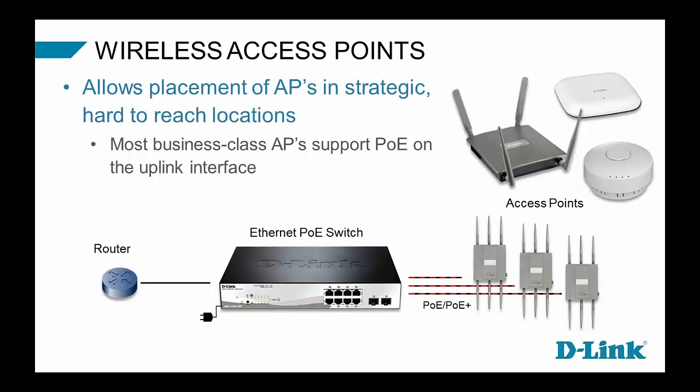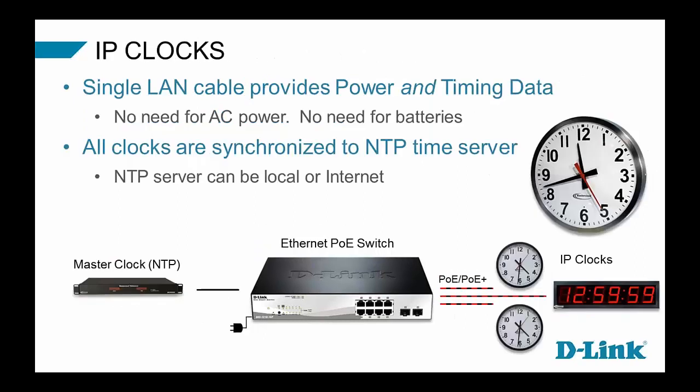Wireless access points probably should have been the first slide. This is a very, very common application for power over Ethernet. Most business class APs, including all, again, from D-Link, support power over Ethernet on the uplink interface. So anywhere I put my wireless access point, I just have to provide one LAN cable into that AP, and it gets both its power and its uplink from that LAN cable.